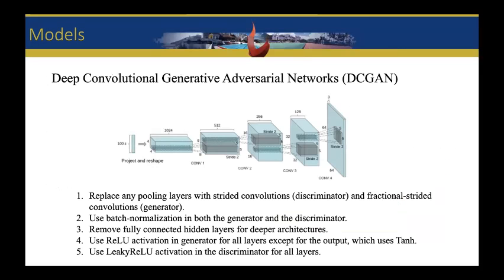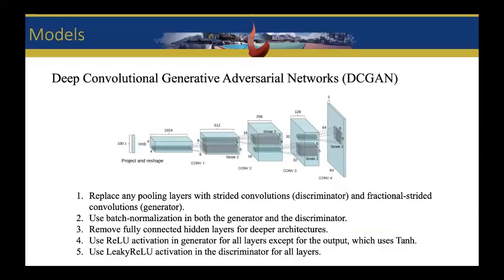Now I'm going to talk about the next model, which is the DC-GAN. The DC-GAN is a combination of CNN and GAN. The principle of this model is the same as that of GAN, except that the generator and the discriminator are replaced by two convolutional neural networks. The DC-GAN makes some changes to the structure of the convolutional neural network. The first is to replace any pooling layers with strided convolutions and fractional-strided convolutions.